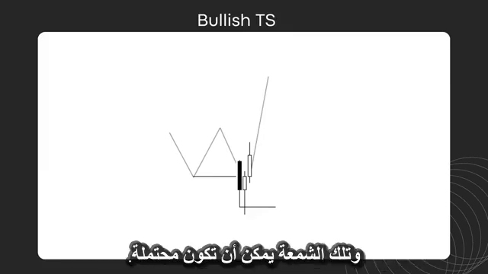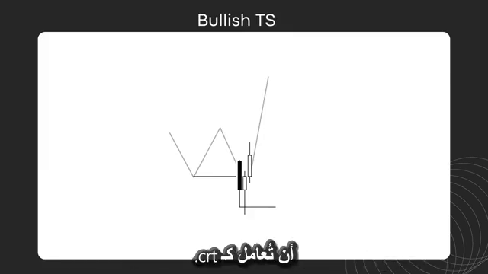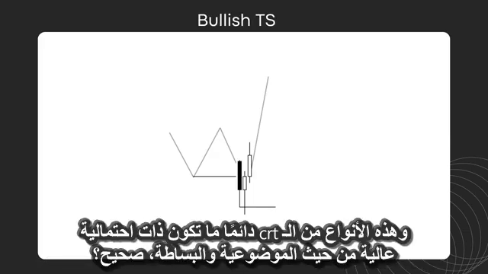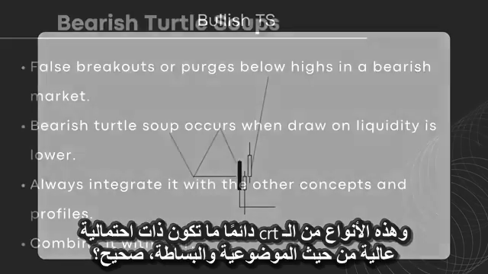right? And that candle could potentially be treated as a CRT on the lower time frame if it's formed at a key time, and that CRT is purged at a key time. And these types of CRT are always high probability in terms of objectiveness and simplicity, right?